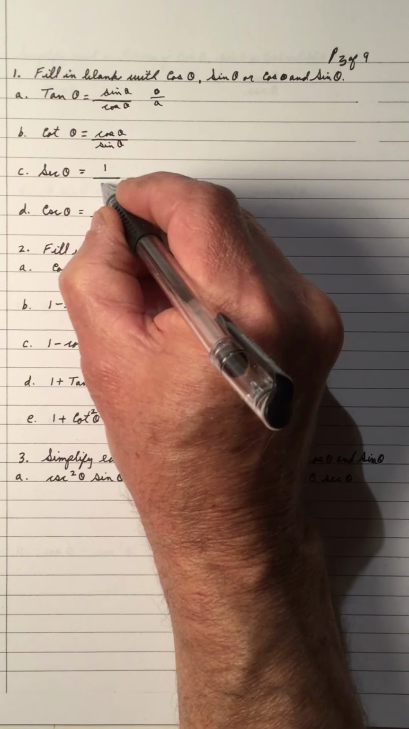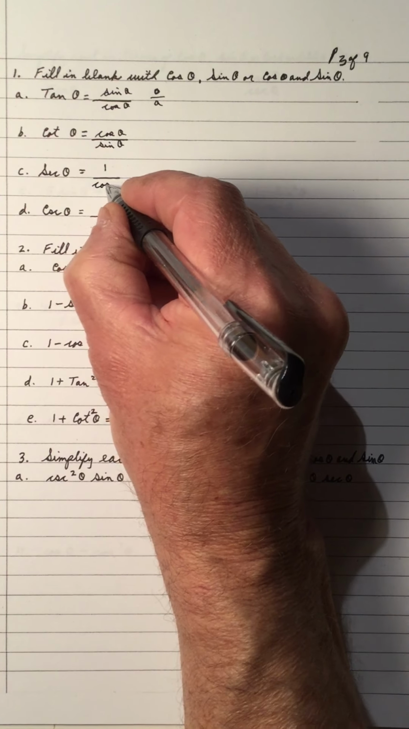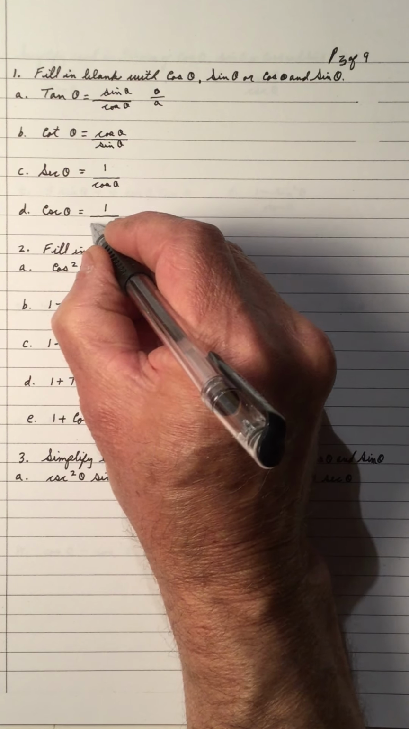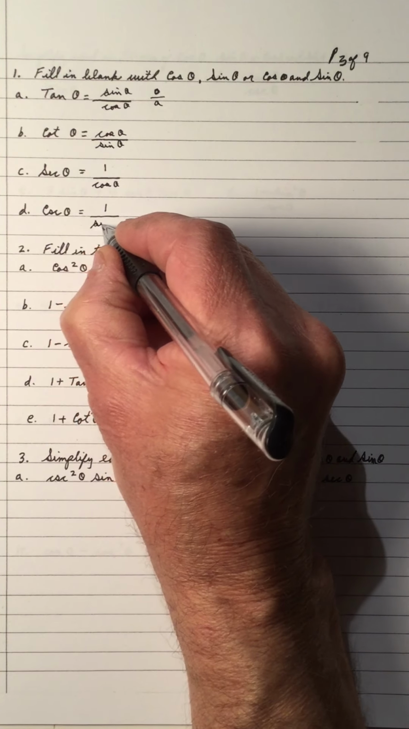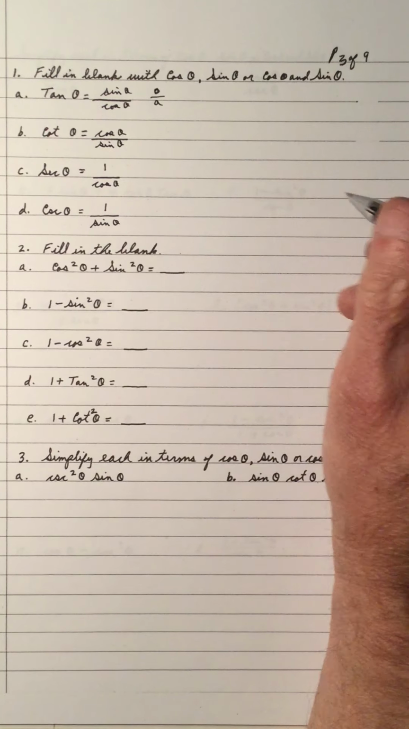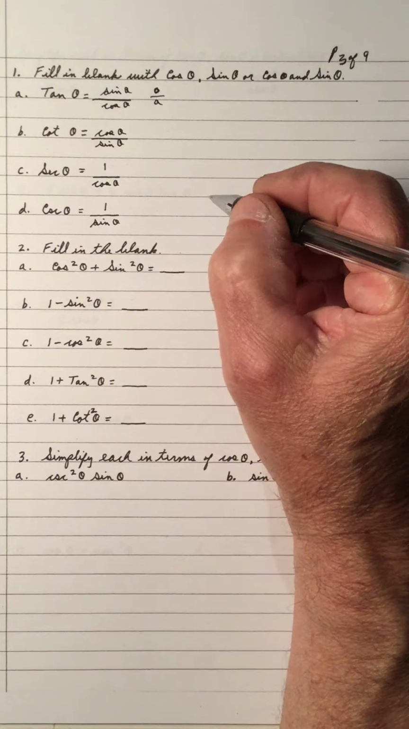Secant is the reciprocal of cos, it's got to be a c, so it's cos. Cosecant is the reciprocal, 1 over, that's a c, so I need an s, so that's sine. Again, you have to have these memorized.